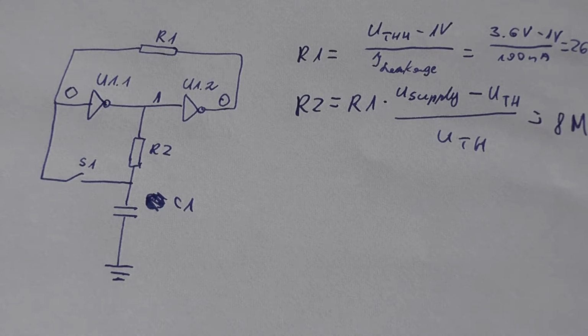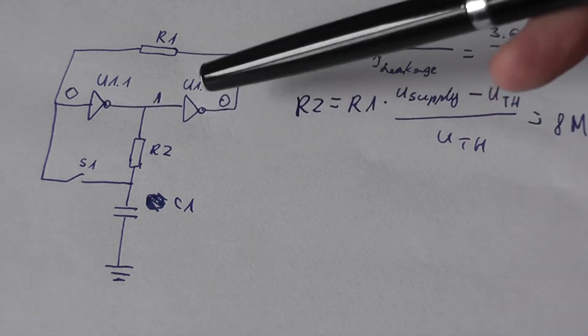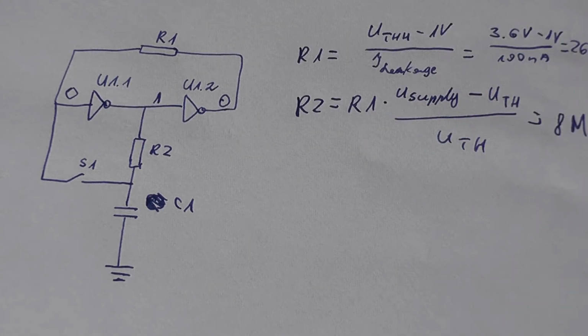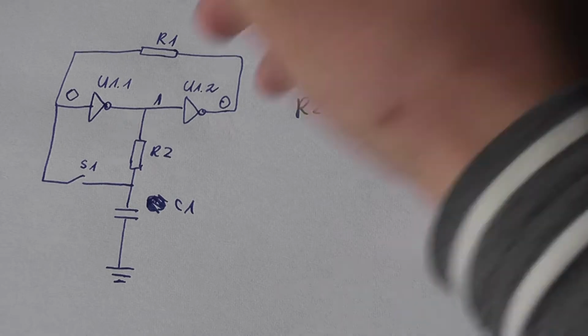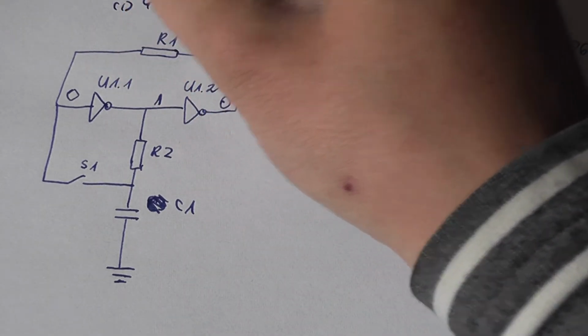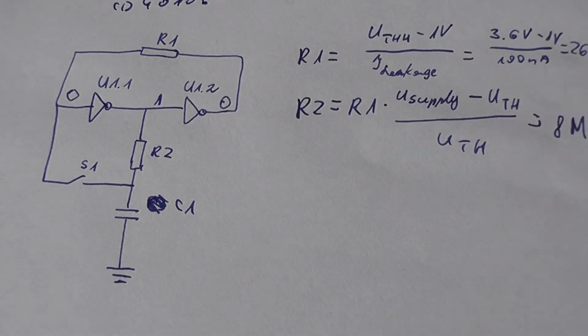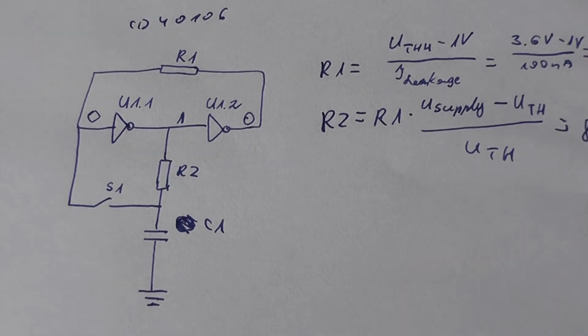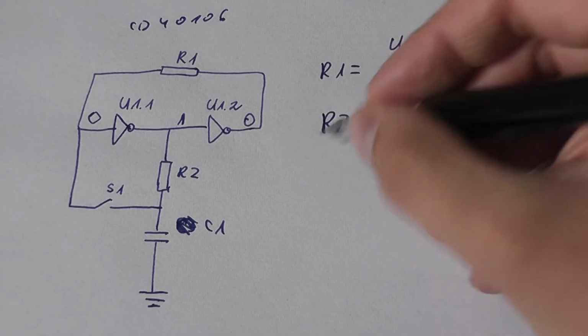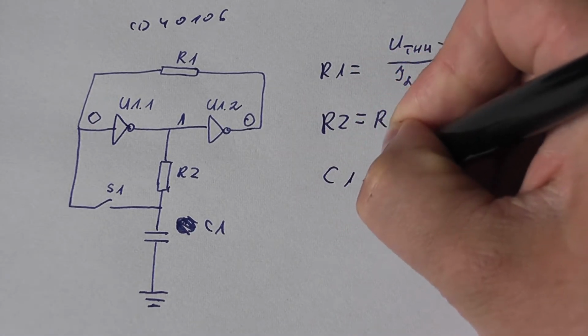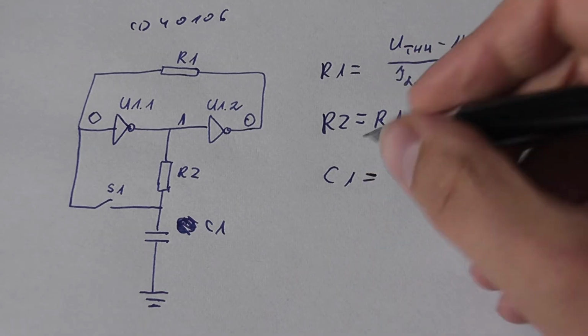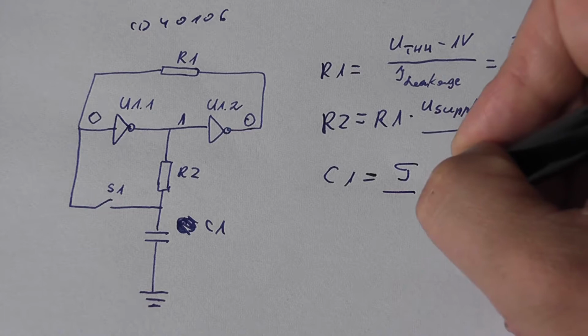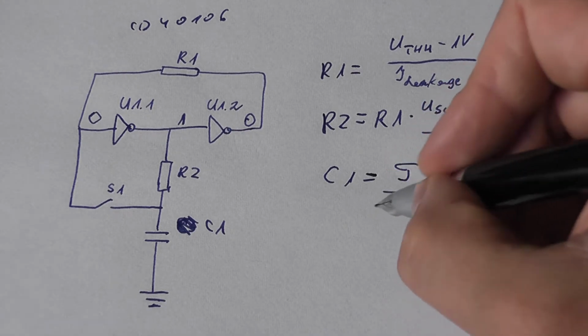And finally comes C1. C1 value is determined by the propagation delay of U11 and U12. We also have to calculate in the rise and fall times of these inverters. Let's say we use CD40106. Its rise and fall times are equal. So C1 is equal to tau and the parallel combination of R1 and R2.